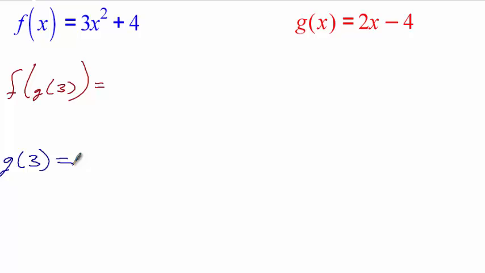So which function am I working with? G. So what am I replacing x with? 3. So this is just like an old school chapter 1 direct substitution. So I take my function g, everywhere I see x, I replace it with the number 3. Well, what's 2 times 3? Minus 4. 2. So g of 3 is actually equal to what?